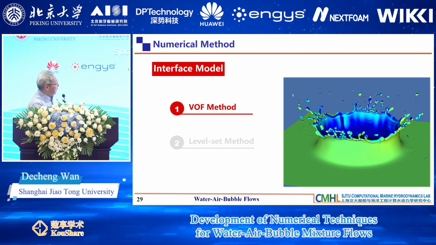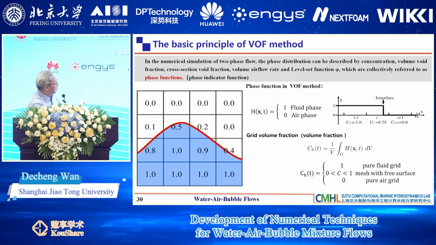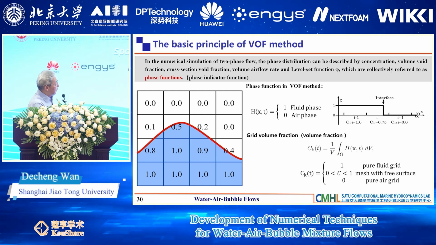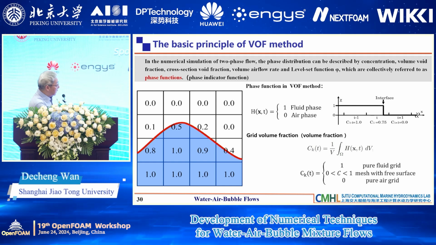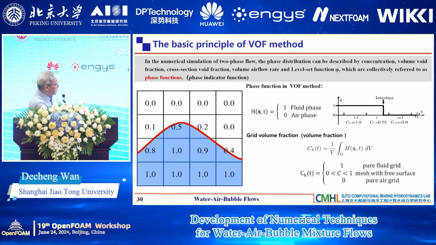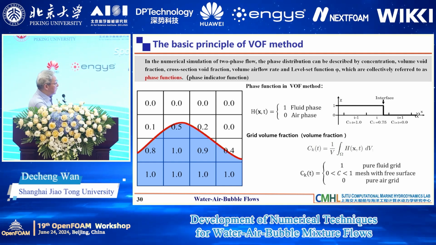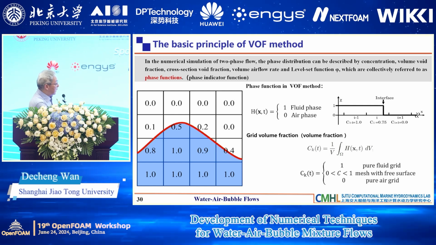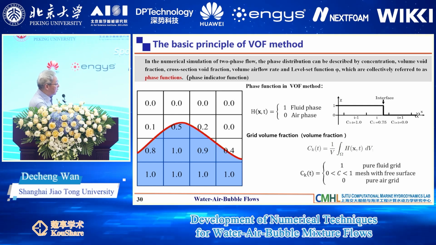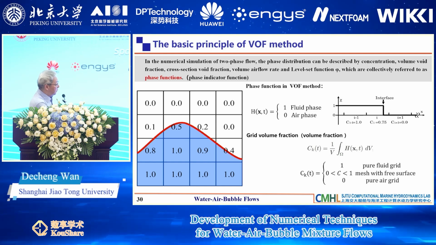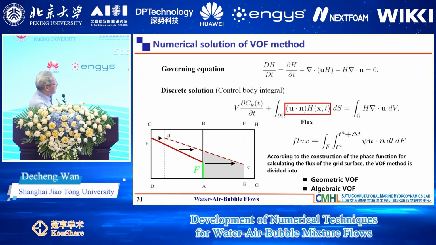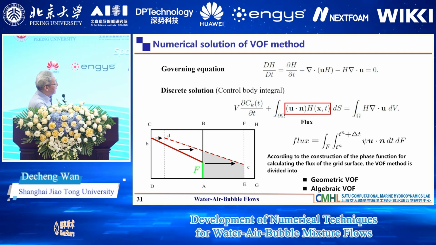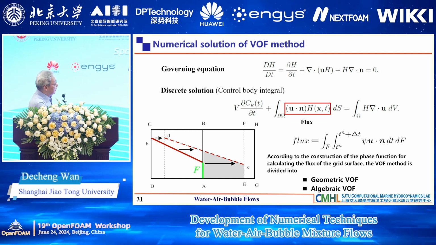So first is the VOF. This is a pretty useful method. I won't give the details. You can define the phase function H. Once you have the fluid phase and the air phase, then you can get the volume fraction, the C function, defined here. And then we can write the governing equation for the H and the C.